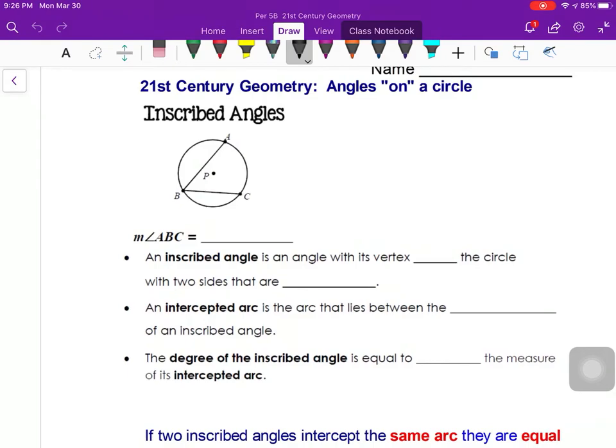Now today we're going to talk about an inscribed angle. An inscribed angle is an angle that has its vertex on the circle itself. So what we see here would be an example of an inscribed angle. And the measure of an inscribed angle is equal to half the measure of the intercepted arc. This is the intercepted arc out here.